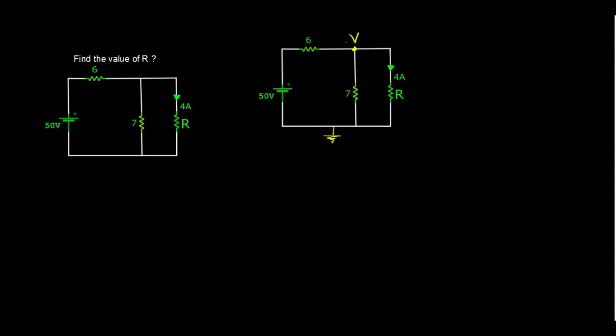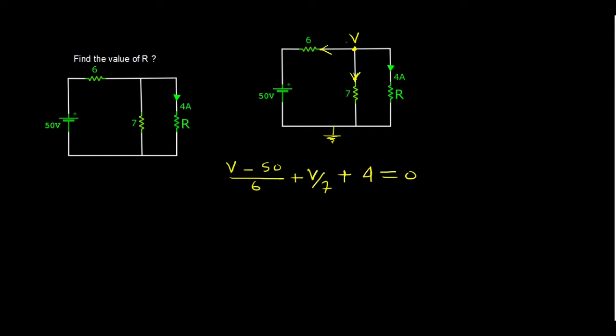Now I write the nodal equation here. The current will be flowing from the node. It's outgoing current. All currents are outgoing. So now I'll write the equation here: V minus 50 volt upon 6, plus V upon 7, plus 4 amps of current, outgoing current, equals 0.